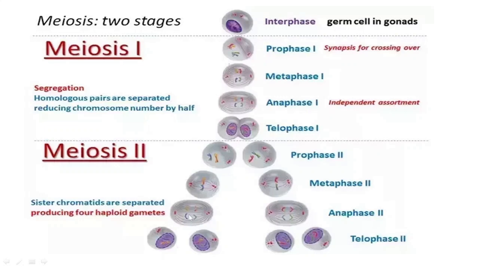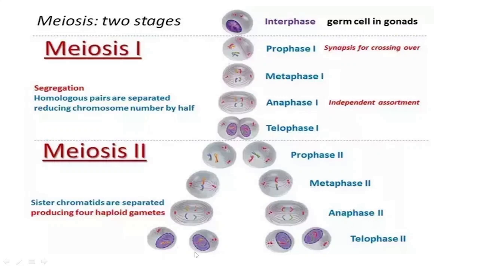The spindle fibers again are formed, they reappear, and then these chromatids will be pulled apart now. Now it's not chromosomes. Now these are the chromatids. So here n chromosomes were there. So again n chromatids, because each chromosome has two chromatids. So they will separate. Similarly, it is happening in both the cells, which is known as anaphase 2.